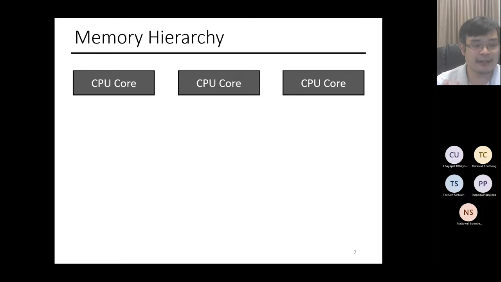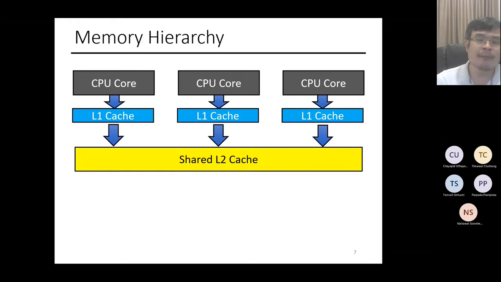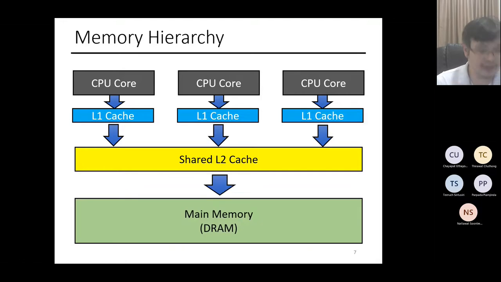So here's the memory hierarchy as drawn on the slides. Let's say you have 3 CPU cores, right? Each CPU core would have its own private L1 cache. And this is the really, really typical setup on your CPU. You have your own really small private L1 cache. The application running on each of the cores will use their own L1. Then if your data is not in the L1 cache, it will search the shared L2 cache in the next level. If it's not there, then that's when you go to DRAM, right?